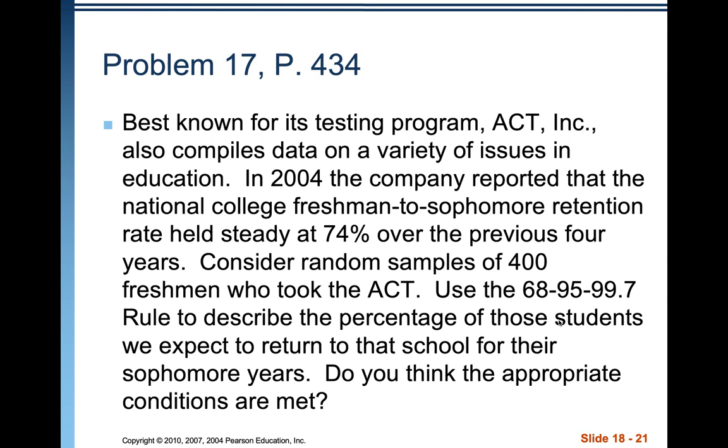Let's look at problem 17 on page 434. I have it written out here. Best known for its testing program, ACT Incorporated also compiles data on a variety of issues in education. In 2004, the company reported that the national college freshman to sophomore retention rate held steady at 74% over the previous 4 years. Consider random samples of 400 freshmen who took the ACT. Use the 68, 95, 99.7 rule to describe the percentage of those students we expect to return to that school for their sophomore years. Do you think the appropriate conditions are met?